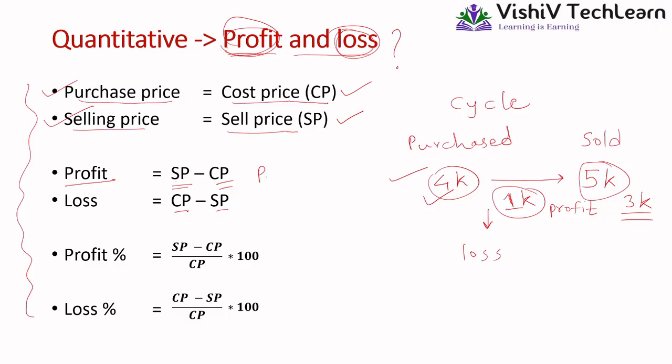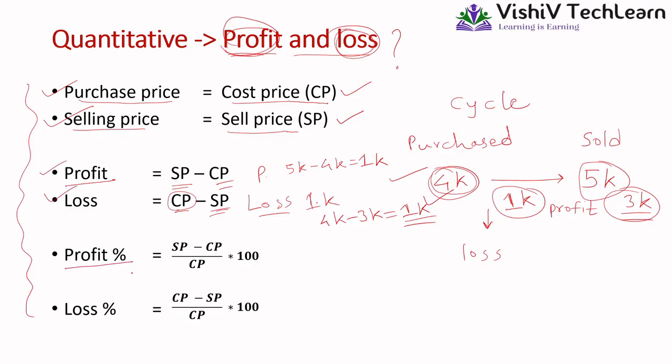Now in case of loss, CP must be higher and SP must be lower. For example, here cost price is higher, selling price is lower, so here we have loss, which is 1k. In case of profit, we had 5k minus 4k, again 1k as a profit. And in case of loss, it was 4k cost price minus 3k selling price, and the difference was 1000, which is loss.